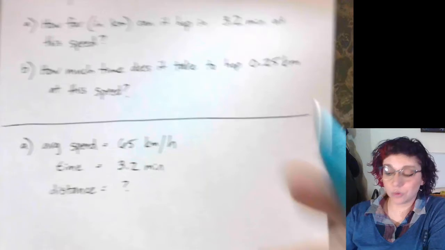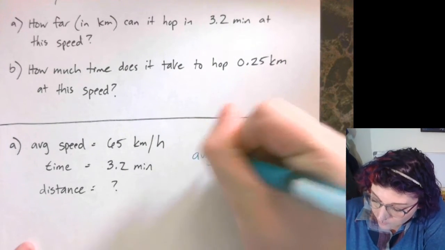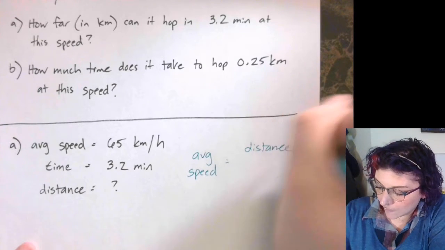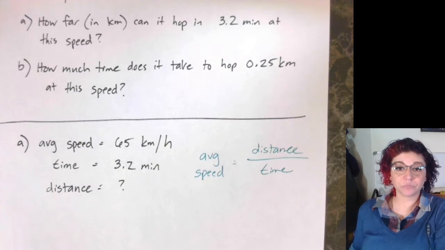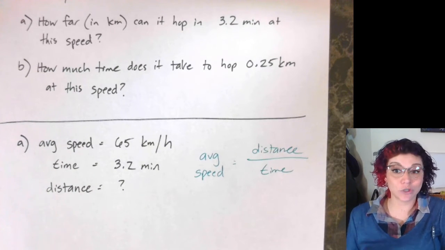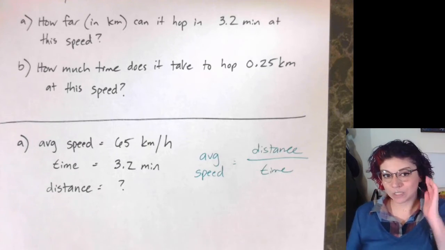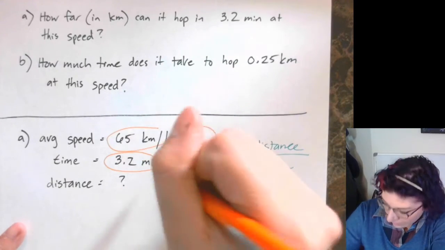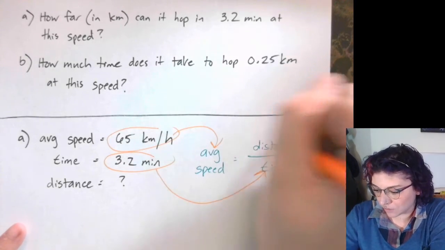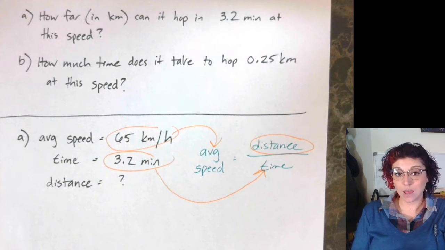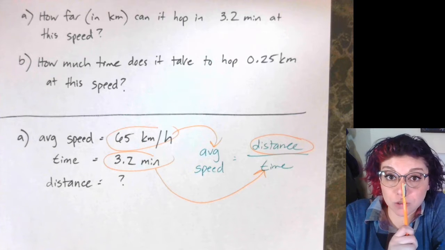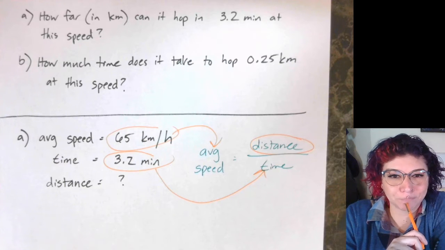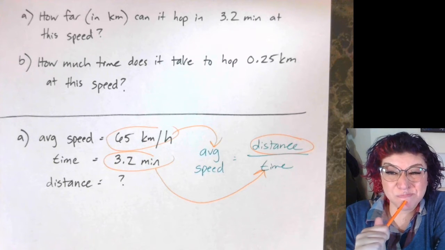Think back to our equation for average speed. Average speed equals distance over time. And look at this. We have 2 knowns and 1 unknown. So we know that our average speed can be swapped in, our time can be swapped in, and then we can solve for distance. But I hope you noticed that our units don't quite match up. We have kilometers per hour, then we have minutes.